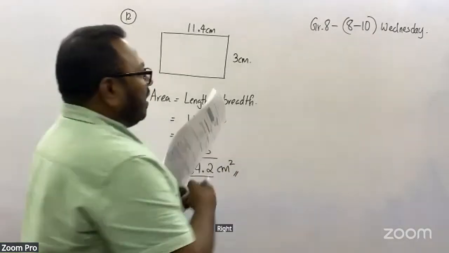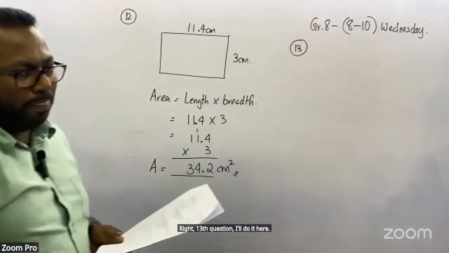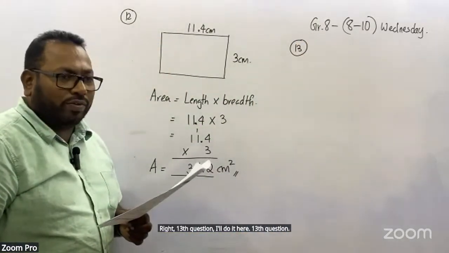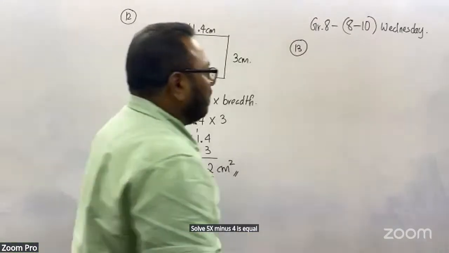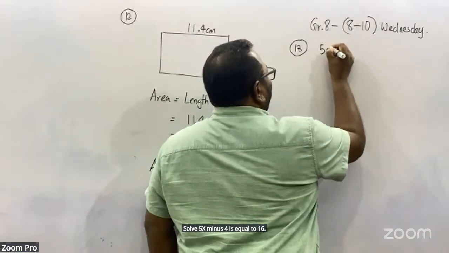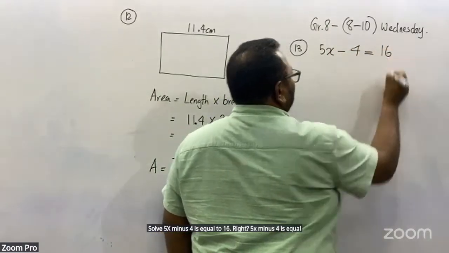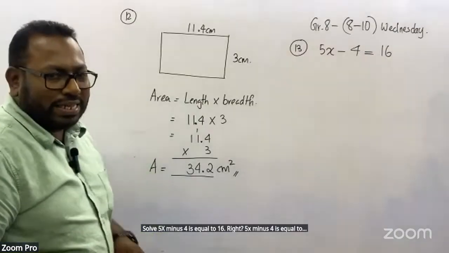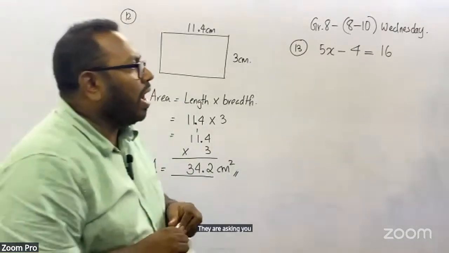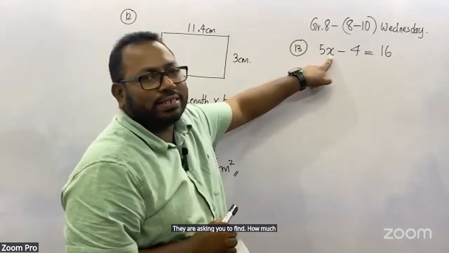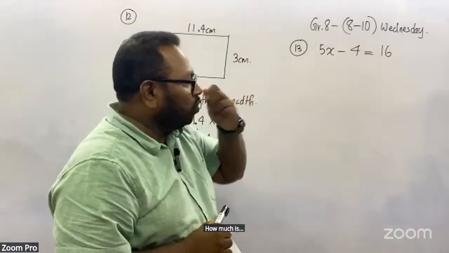Right. 13th question, I'll do it here. Solve 5x minus 4 is equal to 16. Right? 5x minus 4 is equal to 16. So when they say solve, they are asking you to find how much is x. How much is x? So what do you need to do?